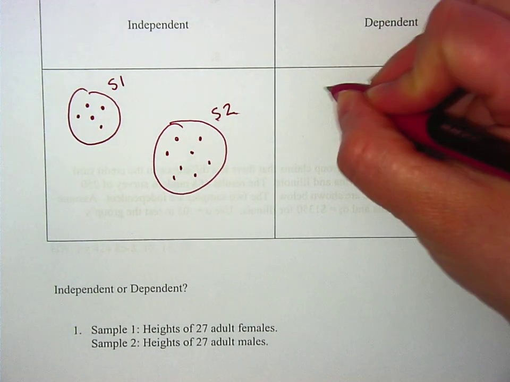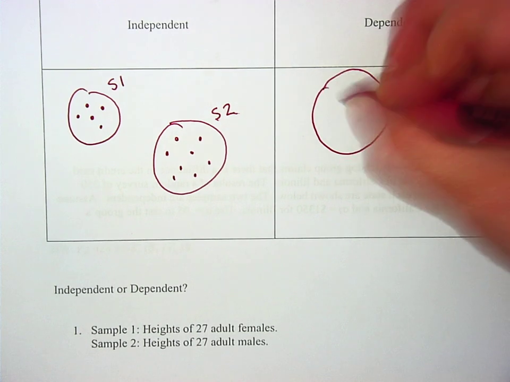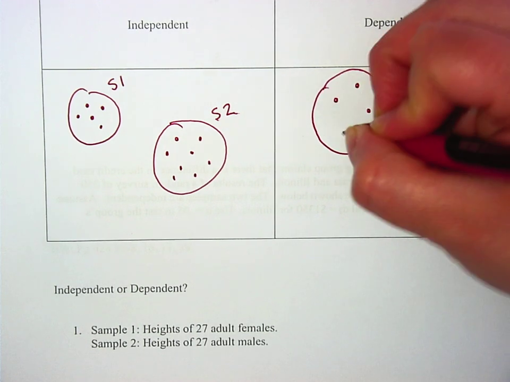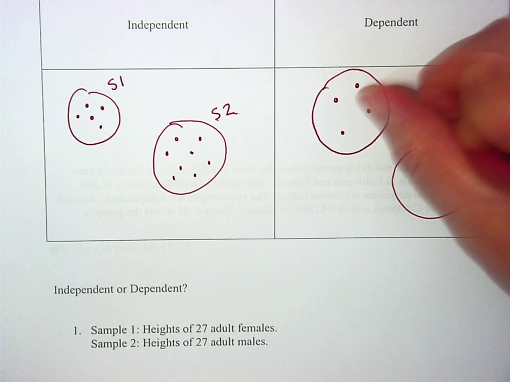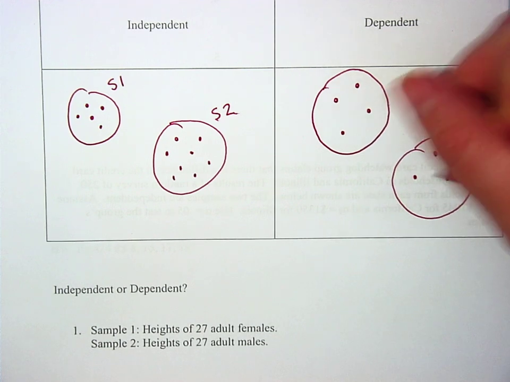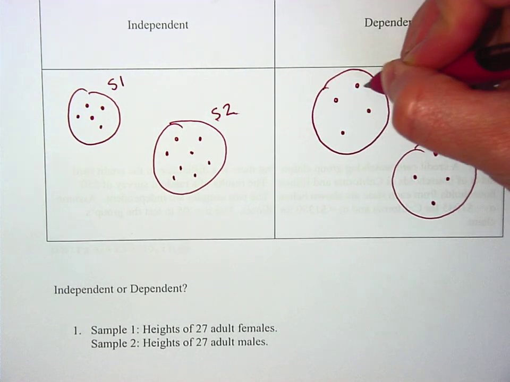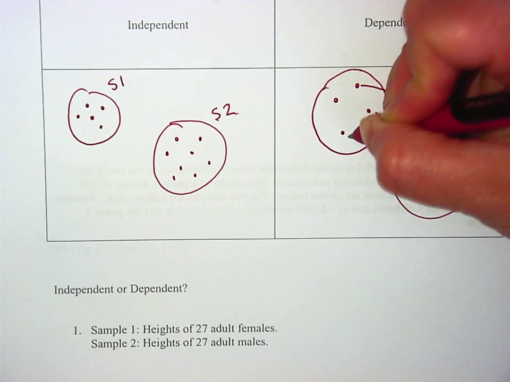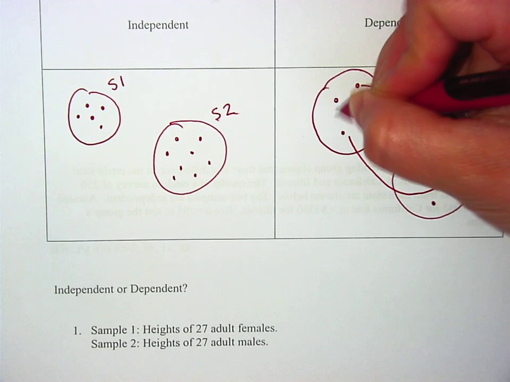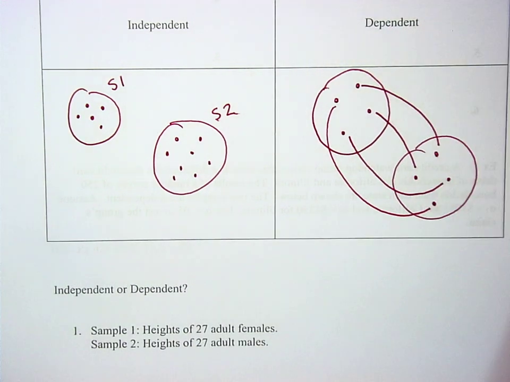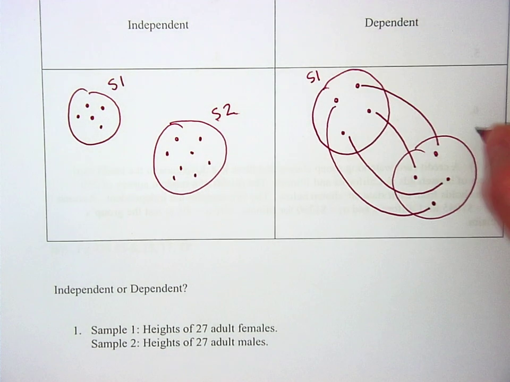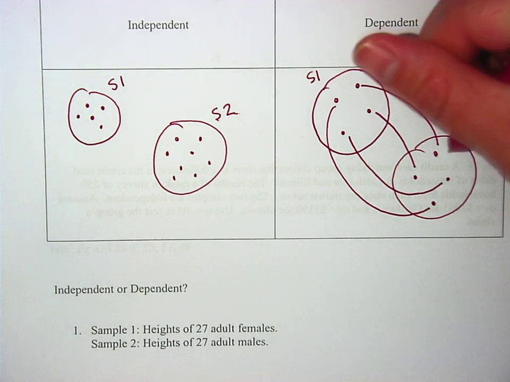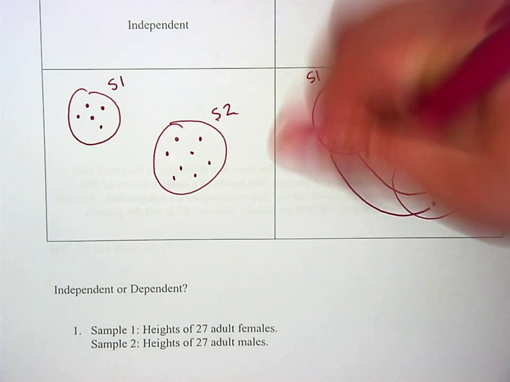If two things are dependent, they also look like chocolate chip cookies. Only this time, these pairs are related to each other. So I would have like 2 chocolate chip cookies here with 4 people in each, 4 samples. This is sample 1, this is sample 2, but they have a pair in the other one.